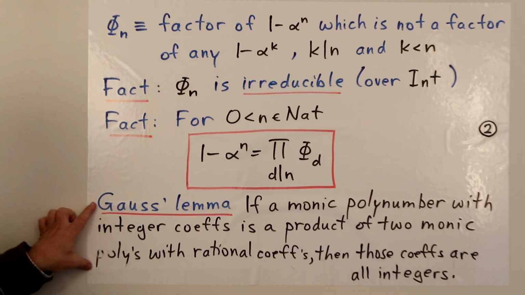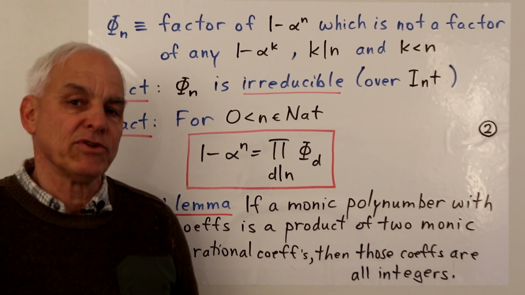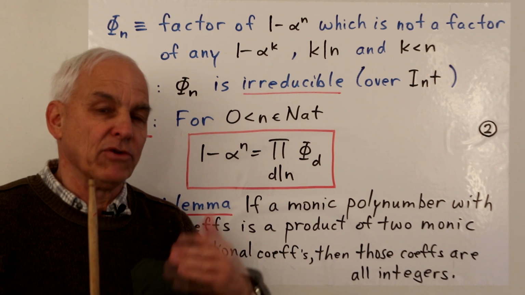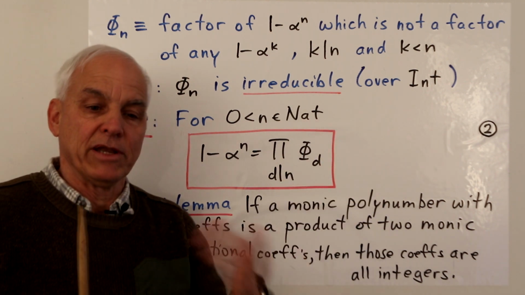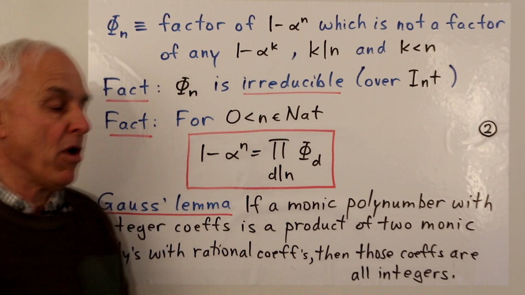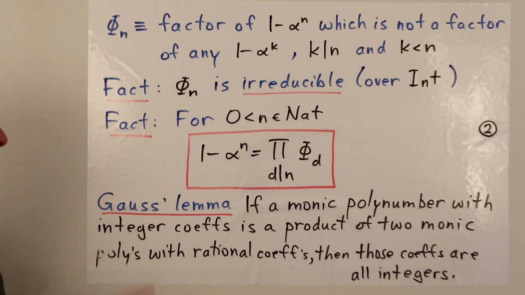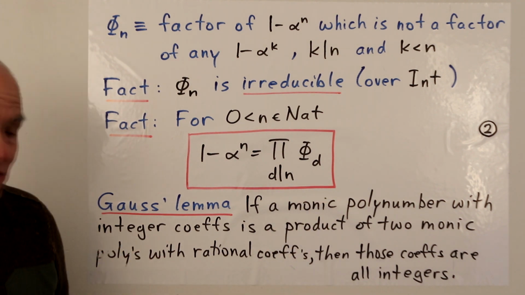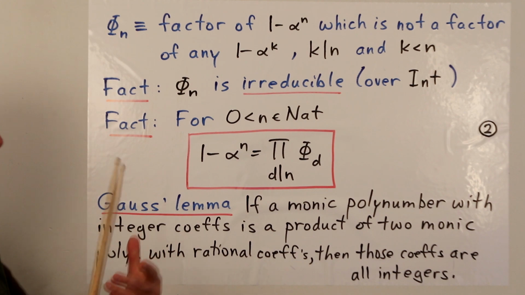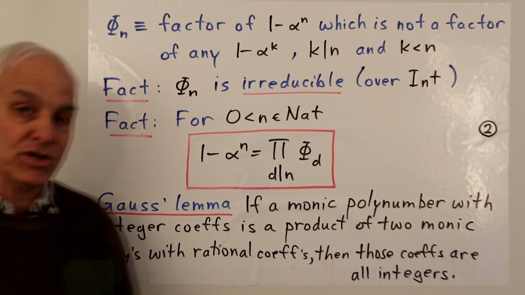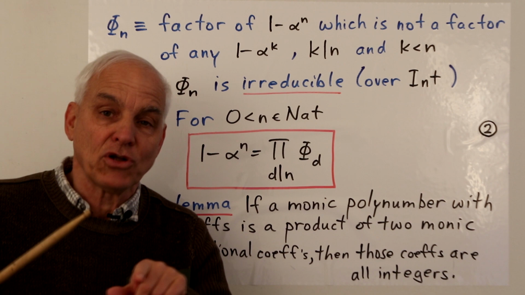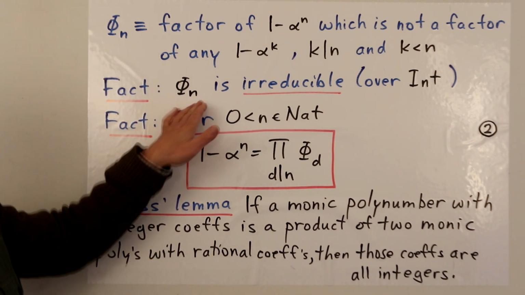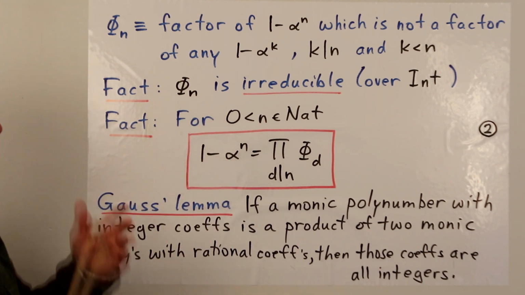So let me mention Gauss's lemma, which is a very important elementary result in this direction, and establishes that there's really not much of a distinction between irreducibility over the integers and irreducibility over the rationals when we're talking about polynomials with integer coefficients. One way of framing Gauss's lemma is that if a monic polynumber with integer coefficients is a product of two monic polynomials with rational coefficients, then in fact all of those rational coefficients have to be integers. So that's the first claim, that these phi sub n, these cyclotomic polynomials, are irreducible.